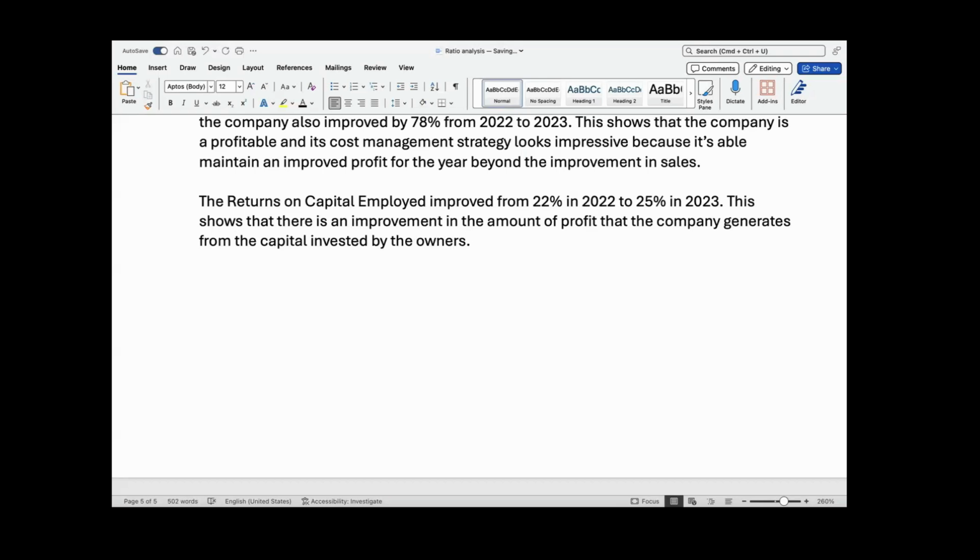That's the second sentence. The first sentence is just, I'm telling the examiner whether there's an improvement or there is a decline. The second sentence is me telling the examiner, what does that improvement mean? What does it show? The third sentence is, you need to then tell us why, what resulted in this improvement from year 1, 2022, to 2023?